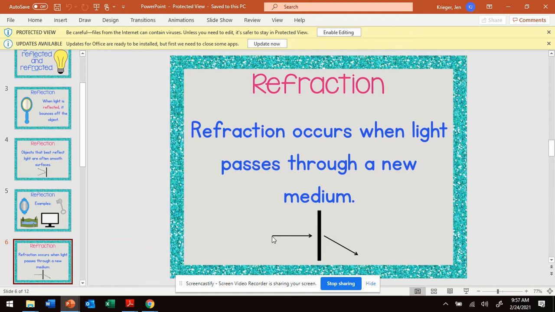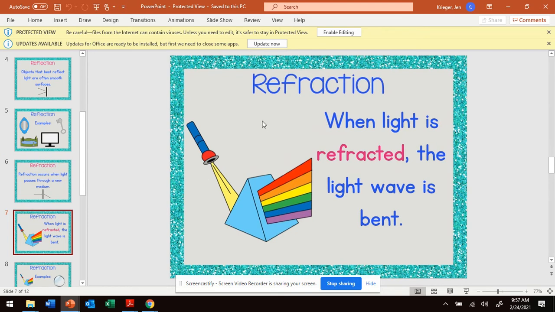So if you look at this diagram, that arrow is representing light hitting an object. But now what's the arrow doing? Doesn't it look like it's bending? Bending. So refraction, when light is refracted, the light wave is actually being bent. So in this example, that sunlight is hitting what we call a prism. It's white light hitting that prism, and then the light is bending.